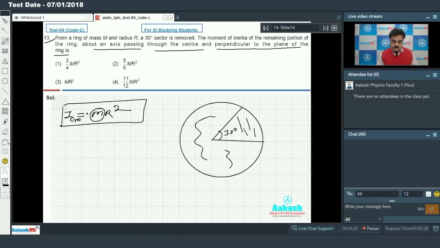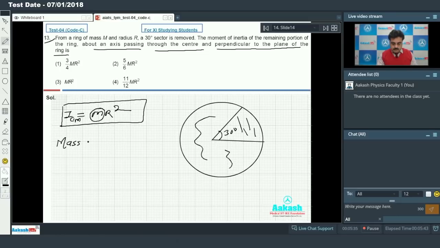This mass is for the remaining portion. So how will you calculate the mass of the remaining portion? I will use mass per unit angle, just like we solve linear mass density for the full mass.